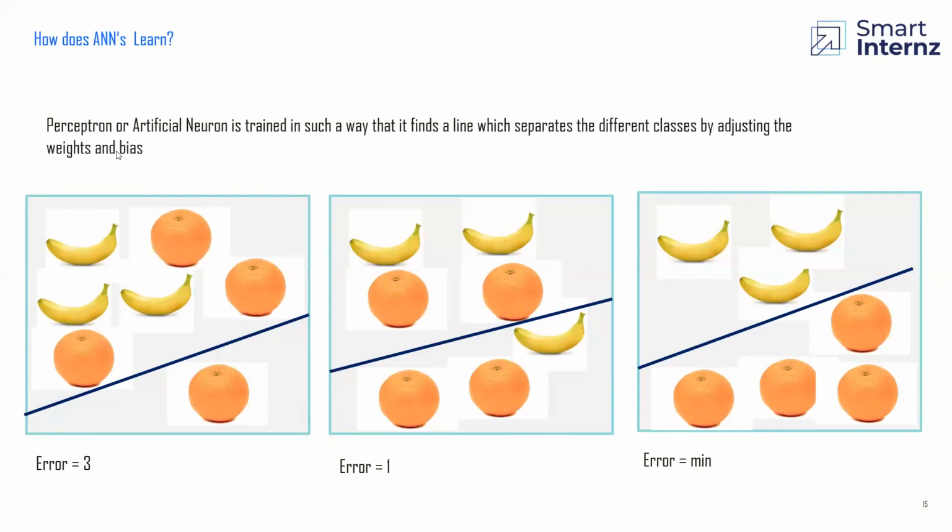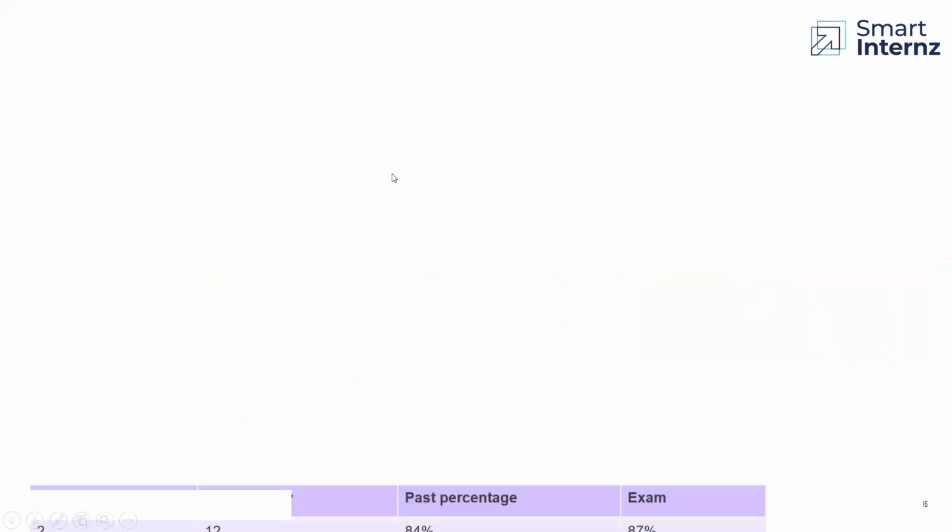Now, here you can see a perceptron or artificial neuron is trained in such a way that it finds a line which separates the different classes by adjusting the weights and biases. In every iteration, weights and biases get updated in every layer, and based on that, we will reach the minimum error. Yes, we have an optimizer in this case. I'm discussing that. Yes, gradient descent is used for this, so we are talking about that.